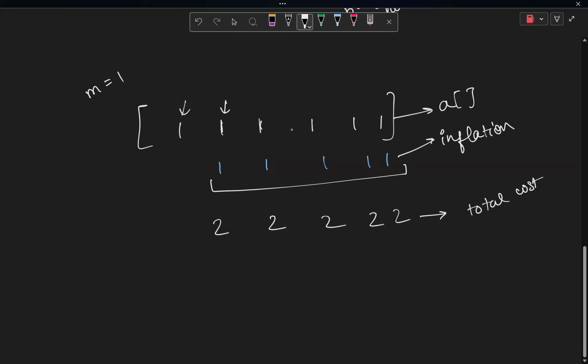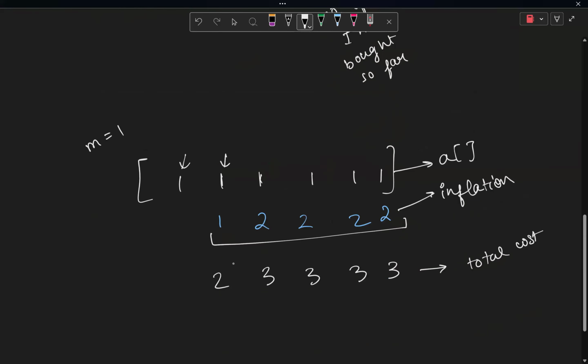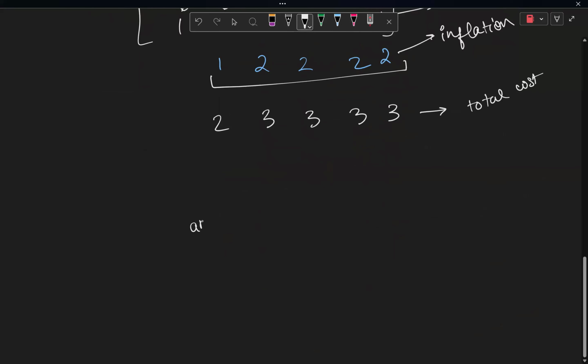Let's say I buy the ticket on this day. Then the inflation for all the other people would be incremented. It will become 2 2 2 everywhere, and the total cost will become 3 3 3. So can I say, for this kind of a case where M was equal to 1, my answer at the end would be equal to the summation of all the AI for the days where I'm buying a ticket, plus the total inflation I would have got so far.